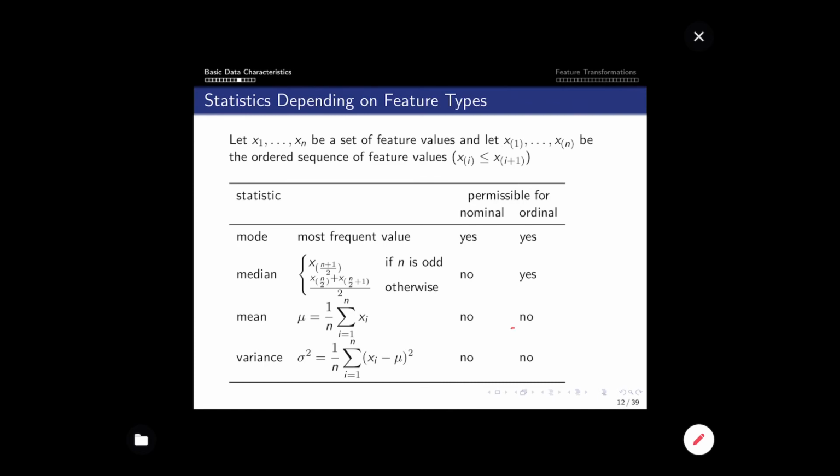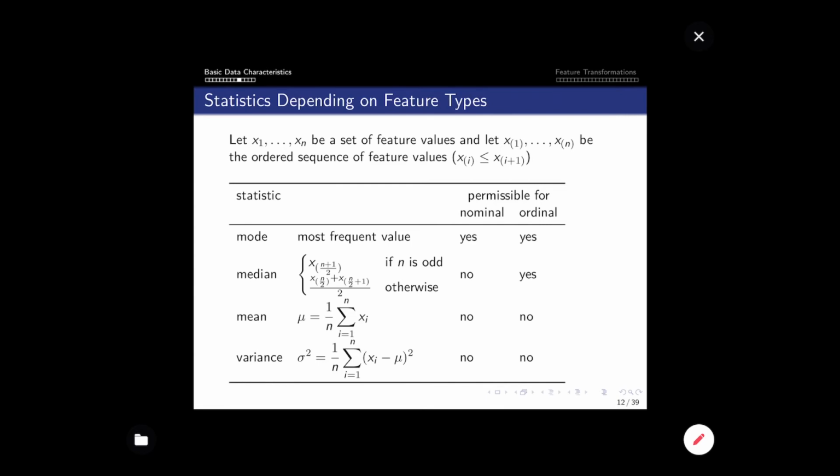And if you're really strict about it, then it's also not eligible for ordinal data. The reason for this is just properties of the ordinal data, that it's so subjective. If you have a subjective scale, like for example movie ratings, then computing the mean is not very meaningful.